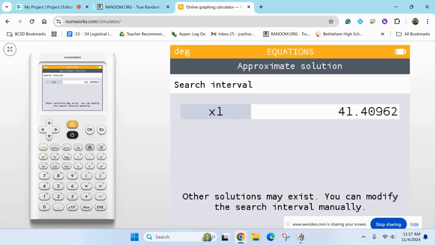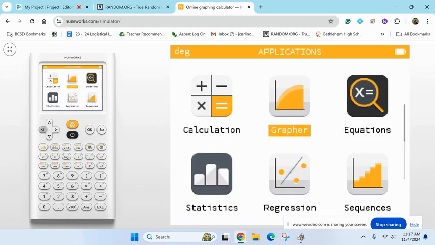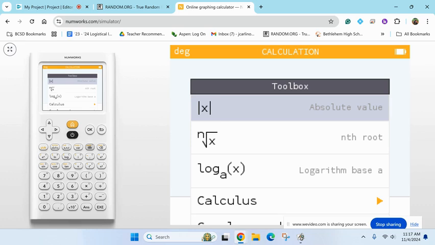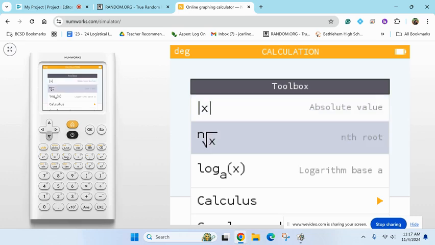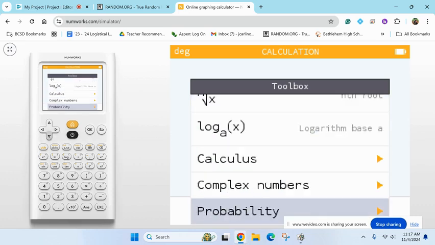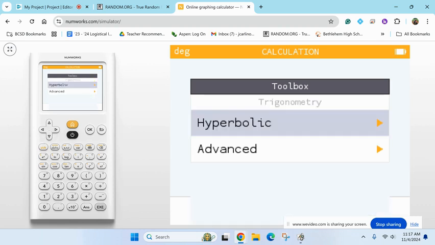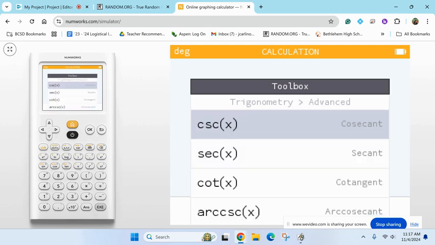Toolbox. So make sure you're on the calculation screen. Now go to toolbox. Everyone with me? We are in the trigonometry unit, so you want to scroll down to trigonometry. And you have 2 options, hyperbolic and advanced. We go advanced in here. Here we go. And then you can see the 3 we need right away. Okay, so what's this one? Cotangent.